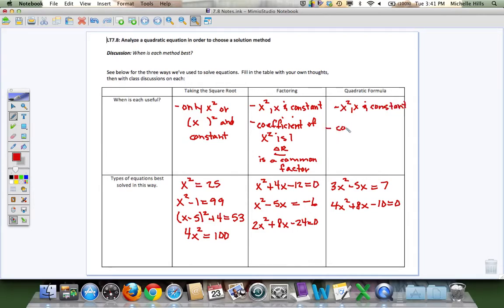but the coefficient, not the x squared itself, the number in front of the x squared, is not 1 and is not a common factor. In other words, 3 won't go into 3, 5, and 7. 4 won't go into 4, 8, and 10. It'll go into 4 and 8, but it won't go into 10. So I can't get that to be a 1x squared to be able to factor it. That's what we're looking at.